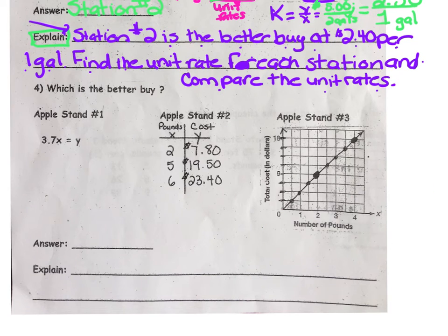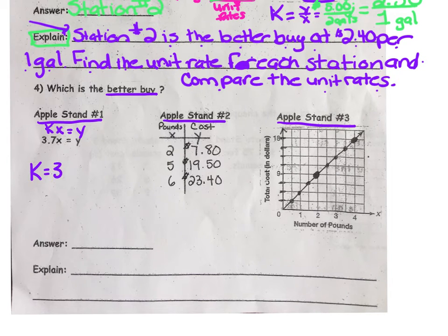The next problem is completed almost the same way as the gas station problem. You're going to pause your video and try this one on your own. But first, let's read together. Which is the better buy? Apple stand number 1, stand 2, or stand 3? For stand number 1, you're going to write a unit rate.